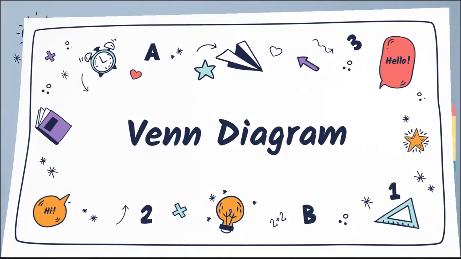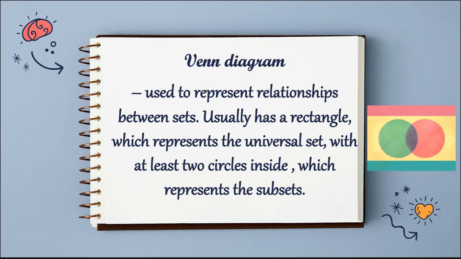So, what is a Venn diagram? It is used to represent relationships between sets. It usually has a rectangle which represents the universal set, with at least two circles inside, which represent the subsets. Some other applications or uses of a Venn diagram are to compare and contrast things. So here in math, we will be using Venn diagrams to represent the operations on sets.